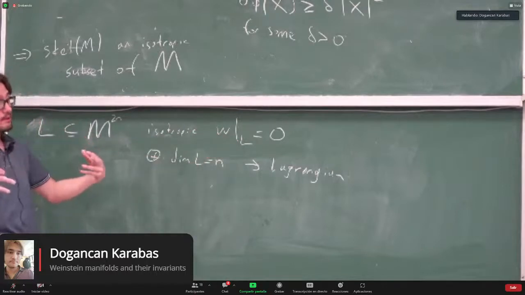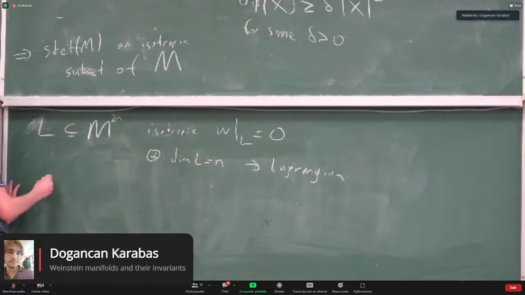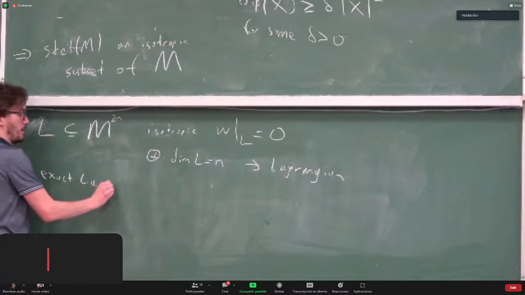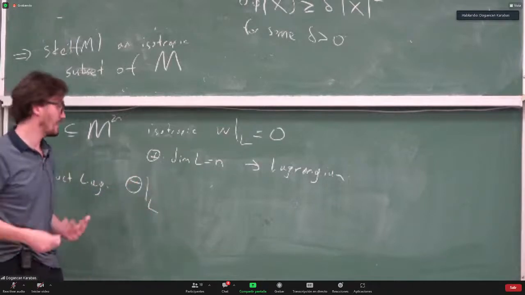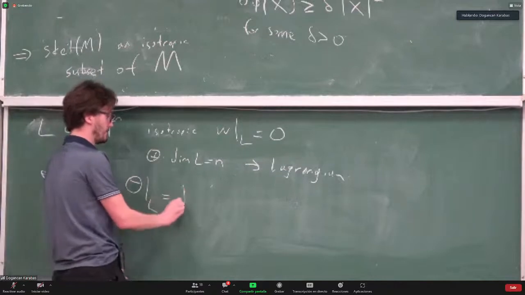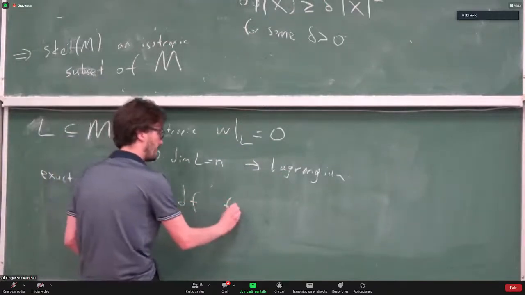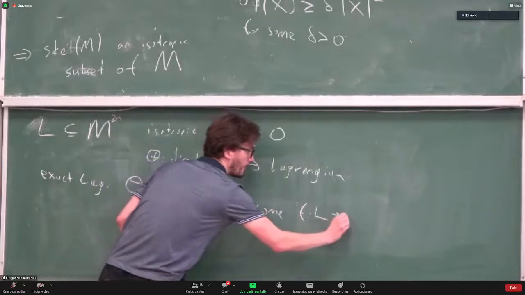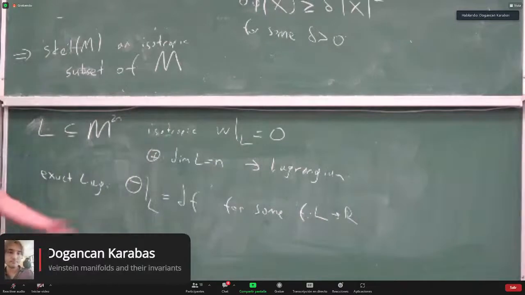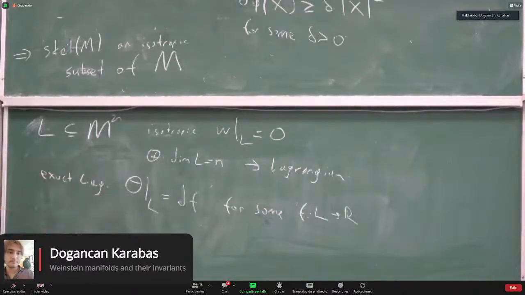But in the exact setting, we care about exact Lagrangians. That's the natural family. These are Lagrangians where the one-form on L is not just vanishing but exact, which means it equals the differential of some function on your Lagrangian. If this equation holds, then it's an exact Lagrangian. So this is isotropic, as you see.